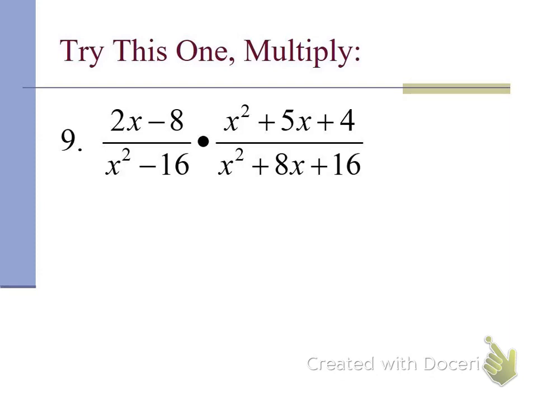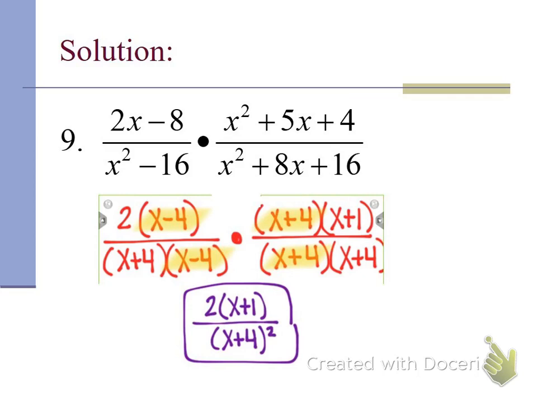All right. You try this one. Again, just factor everything out and divide out your common factors, both vertically and horizontally. And then check your answer. Did you get this? So 2x minus 8 factors into 2 times x minus 4. X squared minus 16 factors into x plus 4, x minus 4. X squared plus 5x plus 4 factors into x plus 4, x plus 1. X squared plus 8x plus 16 factors into x plus 4 and x plus 4.